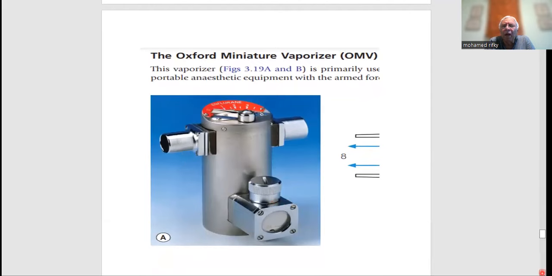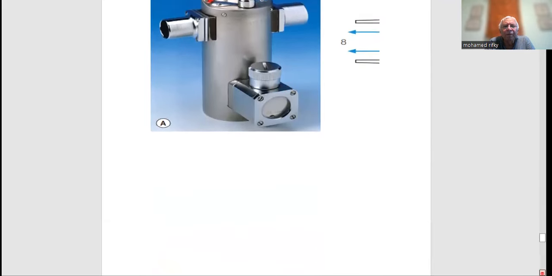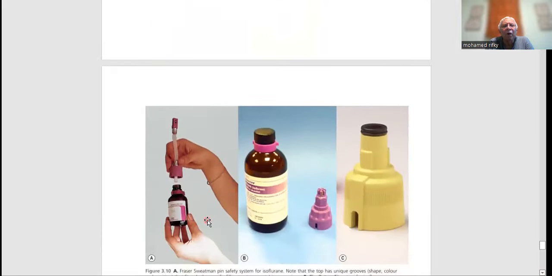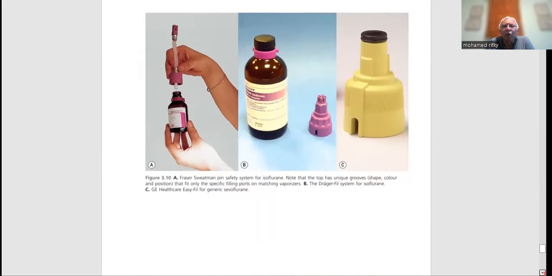We'll tell you a hint about it. And this is the system where we will not put different liquids in different vaporizers, a well-fitted device to the bottle and to the knob or the filling port of the vaporizer.